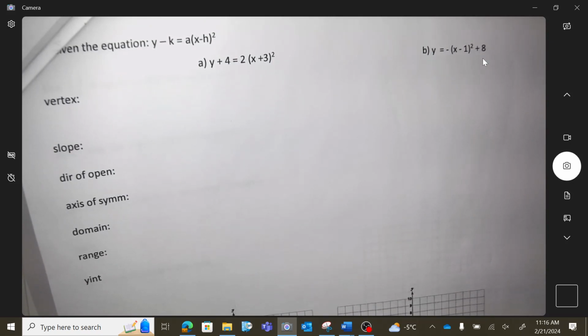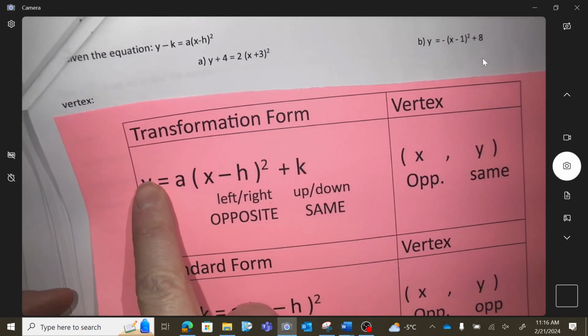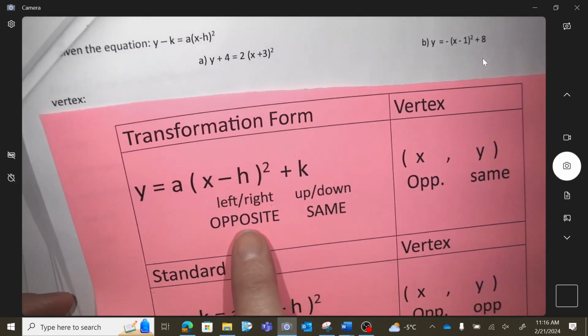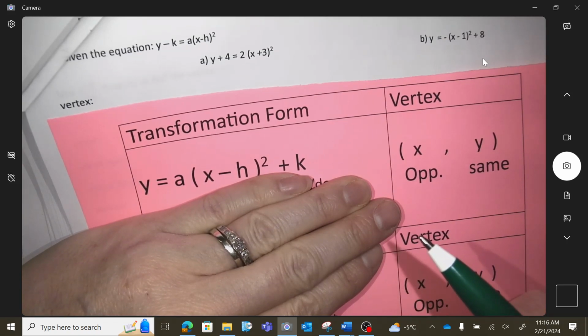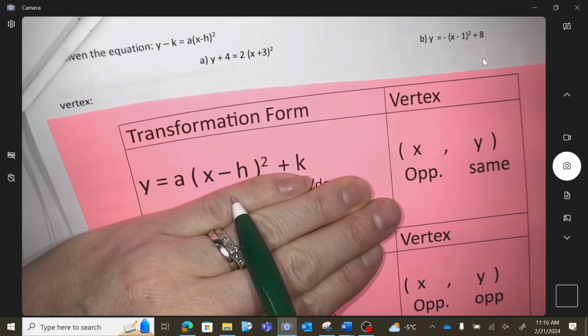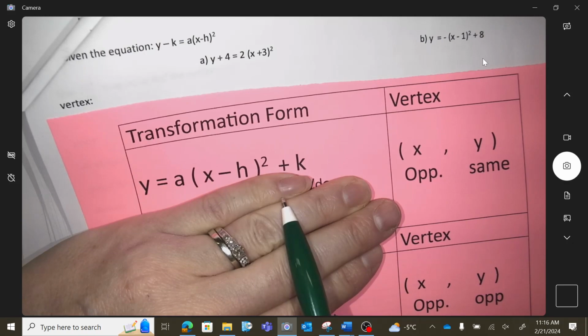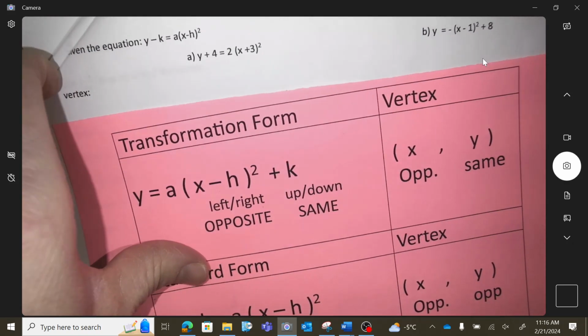Did we get this for the test? You get the formulas, like you get that, but you don't get told, do the opposite. I don't tell you that. You just get like that. But do you know how to tell if it's opposite? If the formula says minus. If the formula says plus, that's the same, right? So you just have to know that.